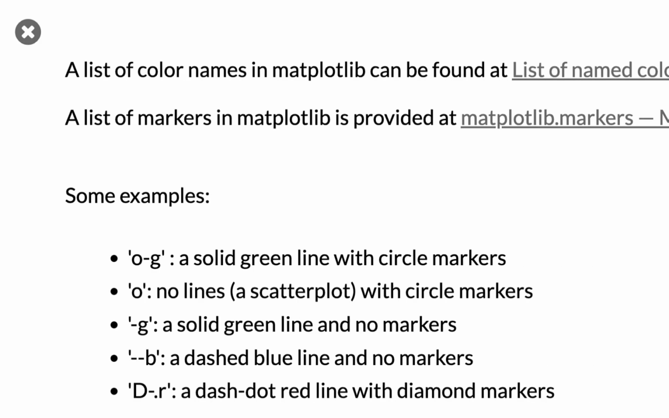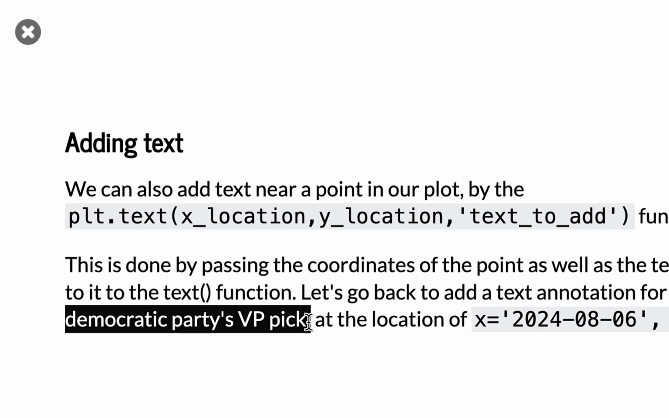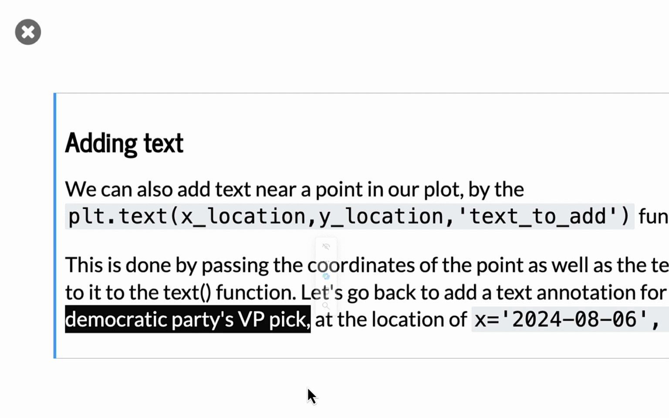Now let's do one more thing. From time to time we want to do some annotation, right? We have the line charts, which is nice. It shows the trends. But what if I want to highlight a certain important event? For example, here, what I want to highlight is an important event: the Democratic Party picked their VP candidate, right?